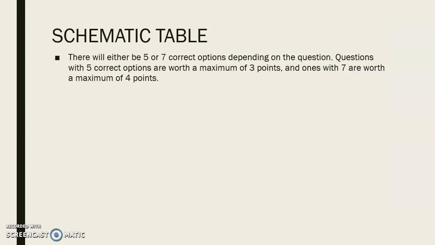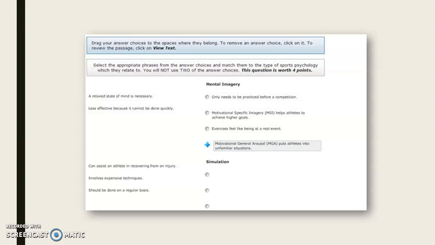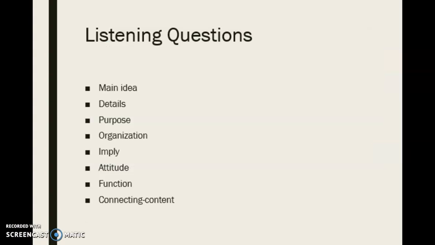And finally, we got the schematic table, which consists of completing the table below to summarize information about an X paragraph and match with X statement. As you can see here, we got the options to drag the answer to the different choices and the spaces where they belong. We have the listening part.